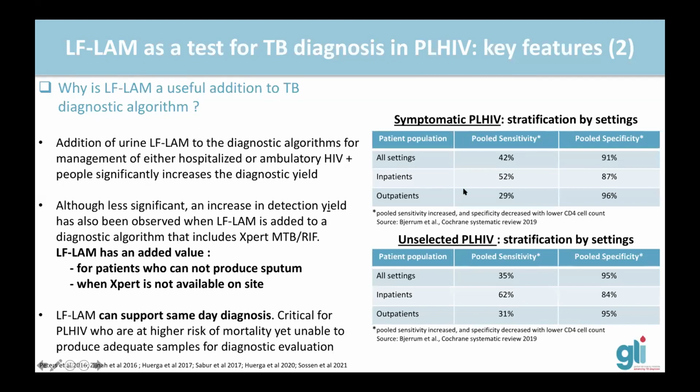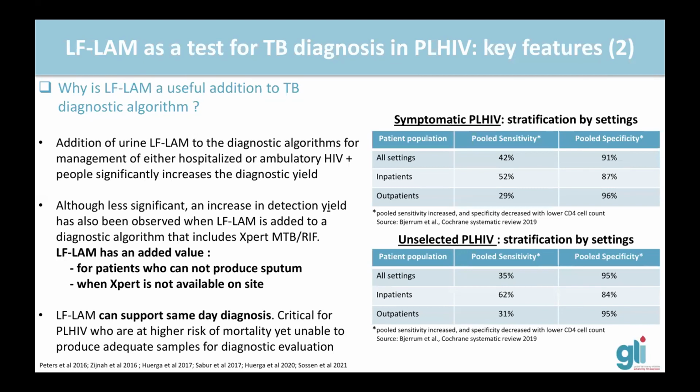In these two tables, I have summarized the pooled sensitivity and pooled specificity as reported by the latest Cochrane review that assessed the accuracy of lateral flow LAM.